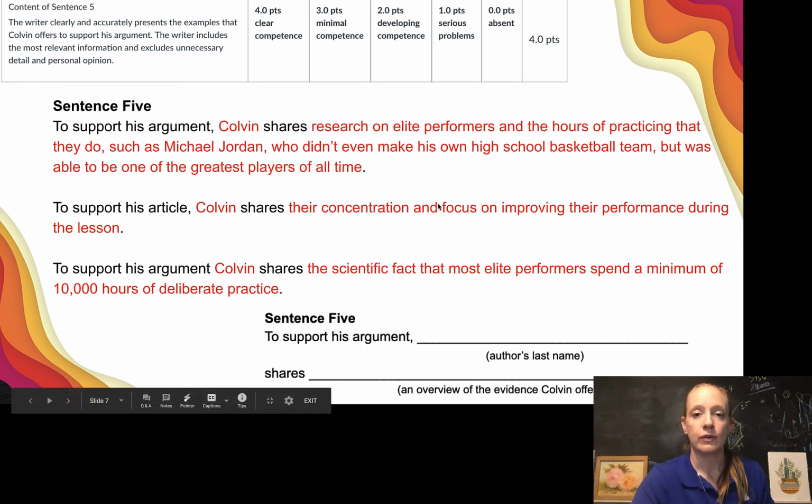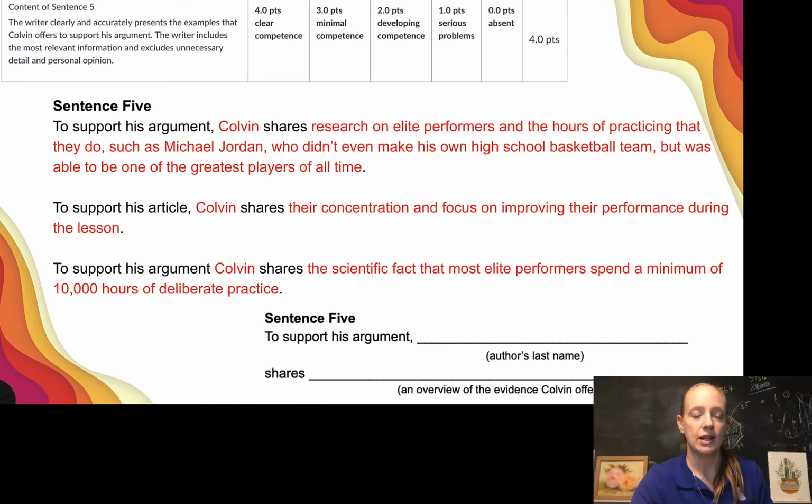And in fact, this first person does. Says, "To support his argument, Colvin shares research on elite performers and the hours of practicing that they do, such as Michael Jordan, who didn't even make his own high school basketball team, but was able to be one of the greatest players of all time." So that establishes, here's the person, here's why he wasn't just born great, because if you were born great, you would make your own high school basketball team. And then it says he became great. That is a 4 answer. That is a perfect answer.